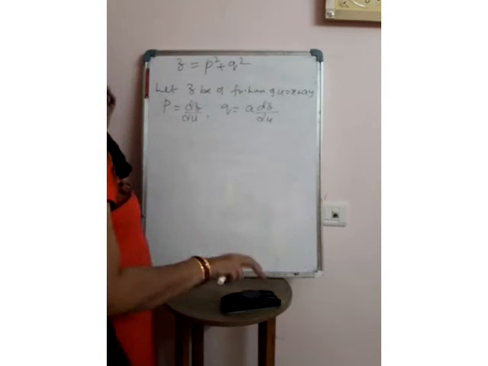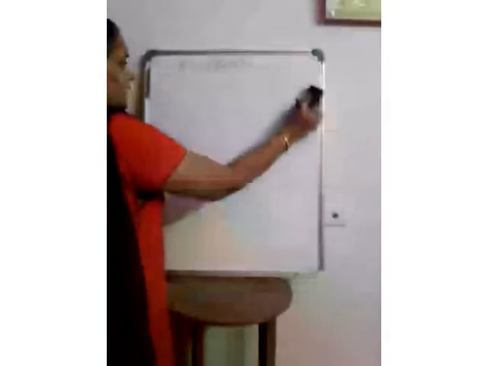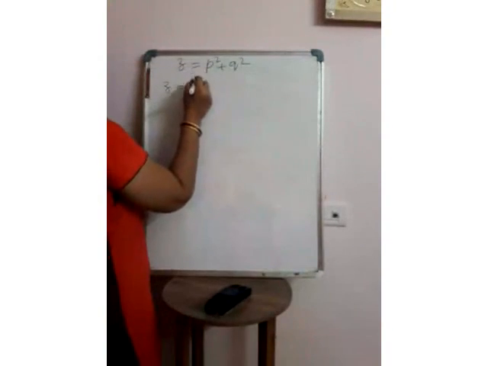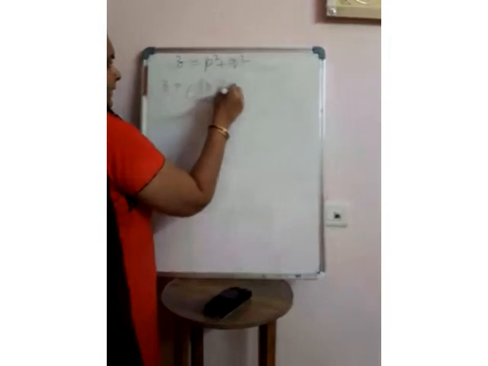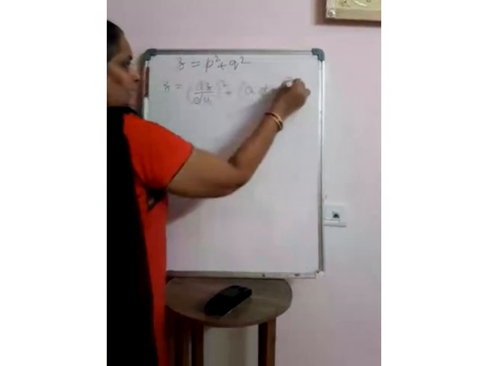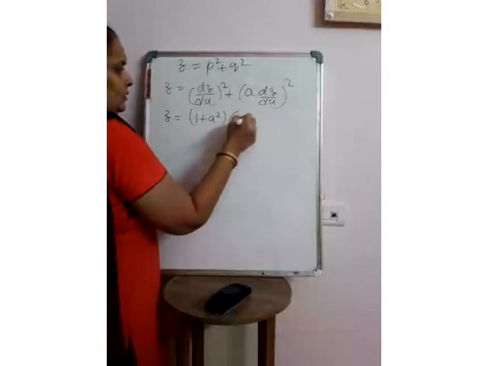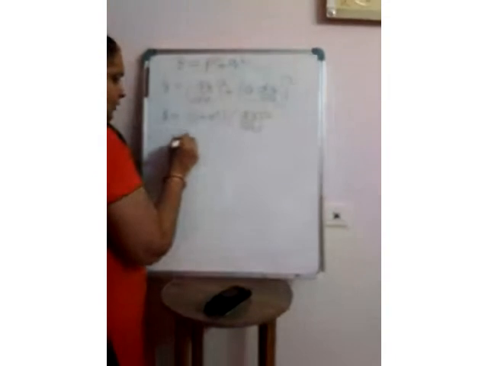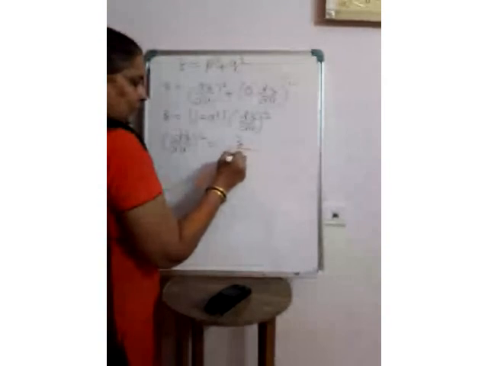So in this also we take z as a function of u, where u is equal to x plus ay. P is dz by du, q is a dz by du. If you replace these, this becomes (dz by du) whole square, and q square is a square (dz by du) whole square. So z is equal to 1 plus a square into (dz by du) whole square. So (dz by du) whole square is equal to z by (1 plus a square).